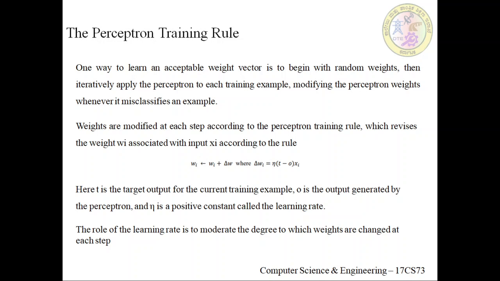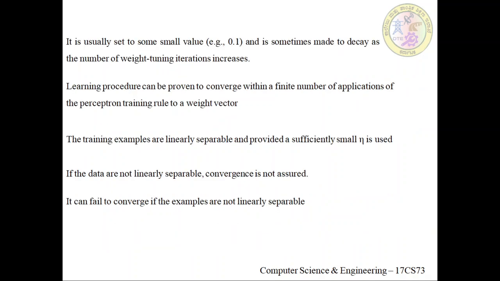One way to learn an acceptable weight vector is to begin with random weights, then iteratively apply the perceptron to each training example and modify the perceptron weights whenever it misclassifies an example. Start with random weights, try to classify, and if it misclassifies, then update. This process is repeated, iterating through the training examples as many times as needed until the perceptron classifies all the training examples correctly.